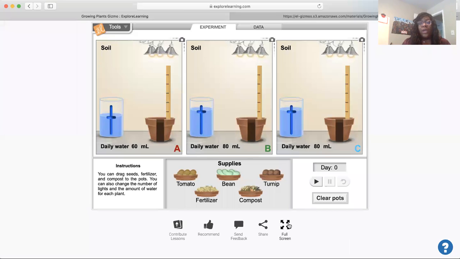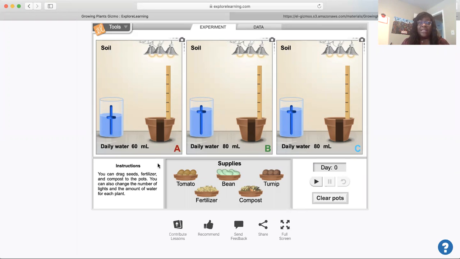Hi guys, we've been talking about plants these past couple of weeks, how they grow in different parts of them. Now we're going to watch a gizmo that's going to show us how plants will grow under different conditions. All right, so now what we see before us are three glasses of water.